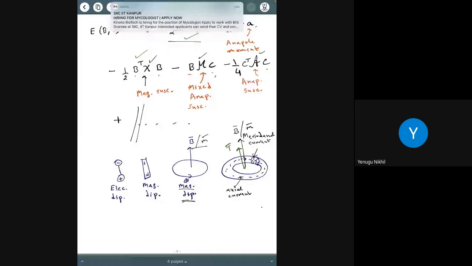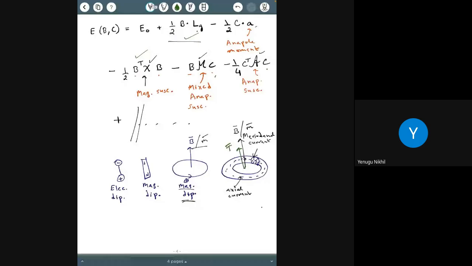But these meridional currents, in the case of a toroid, can also create a moment, I can't say it's a field, it's the moment, that is along the perpendicular axis of the ring. And this is the toroidal moment. Okay. So this is the classical analogy of the anapole moment, and this toroidal moment is also called the anapole moment.